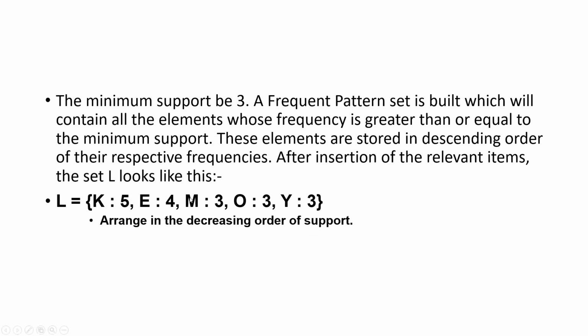Okay. We also have elements which have the same number of support. M has the same, O has the same, Y also has the same. So we have a method where we arrange them in the order of their alphabetical nature. M appears first in the alphabet, so we arranged it first, O later, and then Y. These three have the same support count, so we arrange them in the order of the alphabet. Fine.